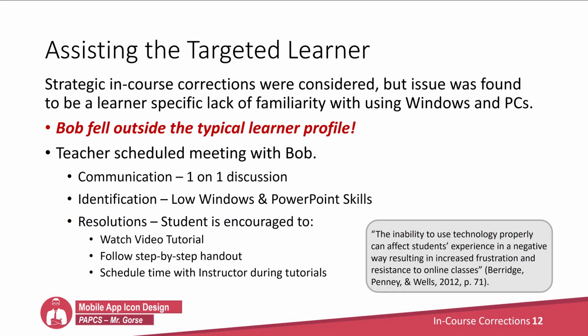Strategic in-course corrections were considered, but the issue was found to be a learner-specific lack of familiarity with using Windows and PCs. Bob fell outside of the typical learner profile. So the teacher scheduled a meeting with Bob, had a one-on-one discussion, and determined that Bob had a low Windows and PowerPoint skill level. He just wasn't that comfortable working on computers.